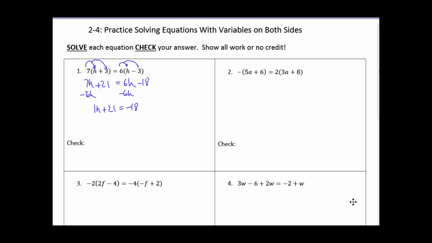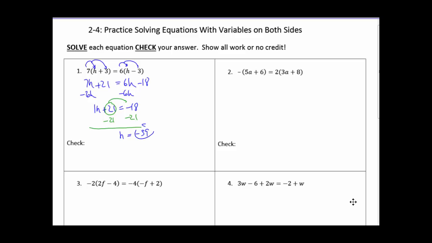So then we need to move this 21 over. Let's take the opposite. So we're going to subtract 21, and therefore we get h is equal to a negative 39. Now we need to check just to make sure.